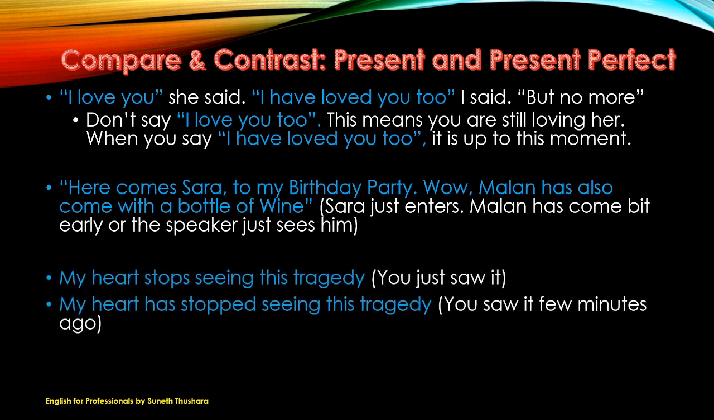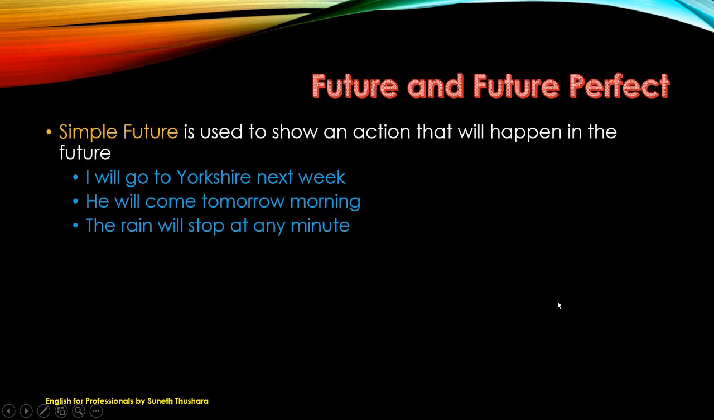The third example, my heart stops seeing this tragedy. Okay, so you are seeing the tragedy now. That is why I say my heart stops seeing this tragedy. You just saw it. My heart has stopped seeing this tragedy. You saw it a few minutes ago or maybe a few seconds ago. Then you can say my heart has stopped seeing this tragedy. It is something like that you are describing to somebody. But if you say my heart stopped seeing this tragedy, the tragedy happened right now. Okay, or you saw it right now. Understand?